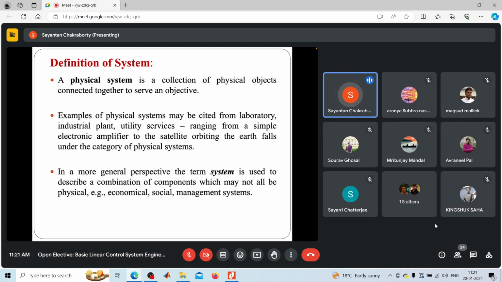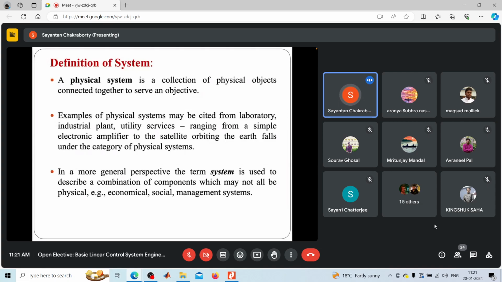But in a more general perspective, the word system should be used to describe not only a component of physical objects or a cluster of physical objects or tools, it also encompasses economical, social, management systems, educational systems, right? These are also some systems that we regularly observe. We take feedback from the systems, we study the systems, and try to incorporate new changes to make the system behave in a desired manner so that it satisfies the very purpose of the system.